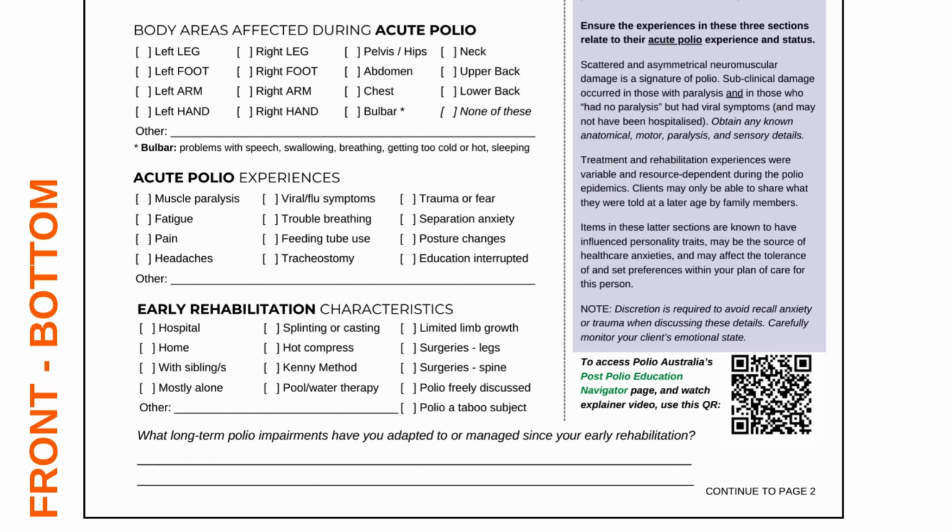The last section there is looking at the long-term impairments that they may have adapted to or managed. So what have they carried through in terms of polio acute impairments that didn't resolve fully, that they have had through their lifespan? Now in the blue section you can see that we just need to make sure with the client that these are related to acute polio, not what they're experiencing right now.